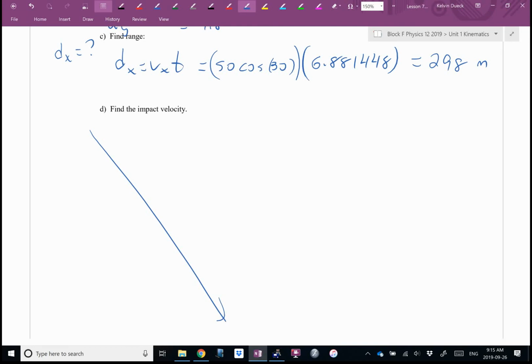Okay. So this is what they want me to find, and you're right, Oscar. Now I'll call it VF. That's what they want me to find. I think, though, I'm going to break it up into a Vx and a Vy, but this Vy is a Vy final.